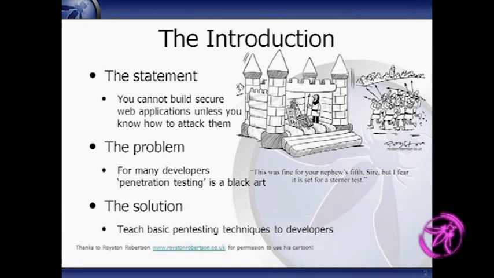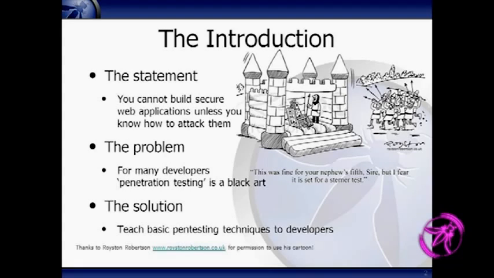So I'm going to start off with a statement. It's my statement. I'm sure other people have made it before. You may agree or disagree. But I really believe you can't build secure web applications unless you know how to attack them. And you need to know what the bad guys are going to do. I relate it to imagine trying to build a castle in the Middle Ages, if you don't know anything about siege engines or sapping techniques. First time anyone serious tried to attack it, they would overwhelm your castle. So you have to know what the bad guys are going to do.